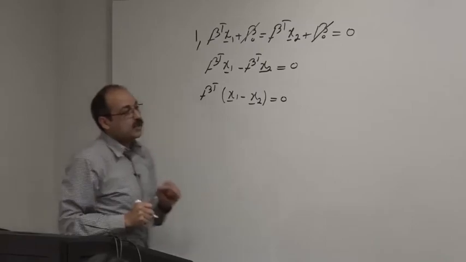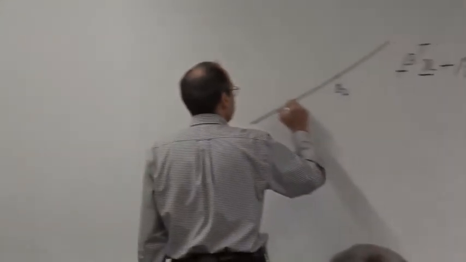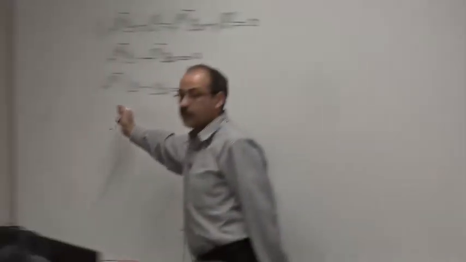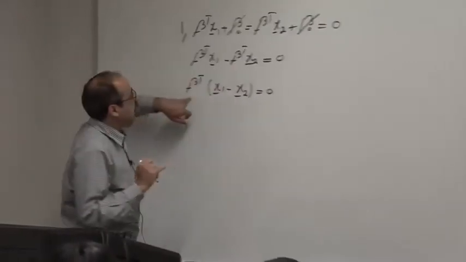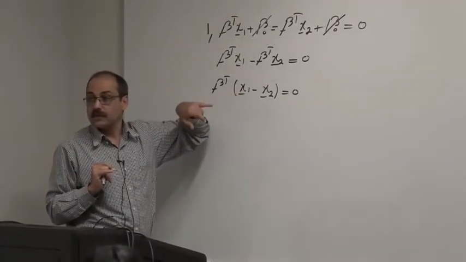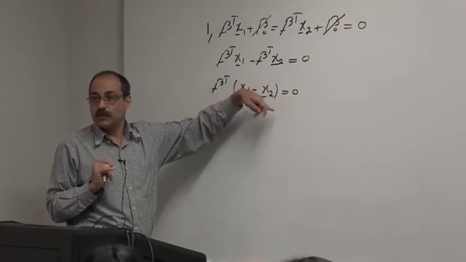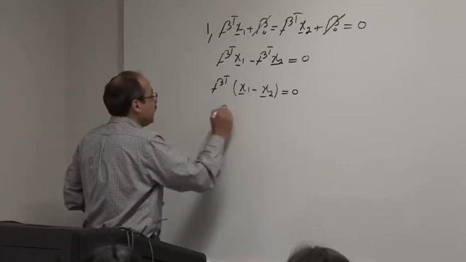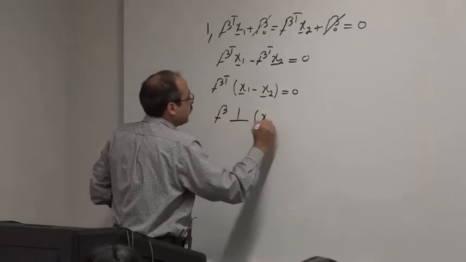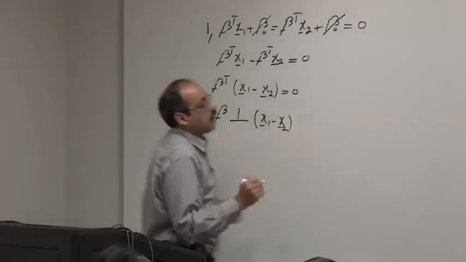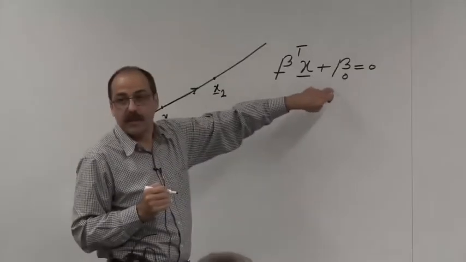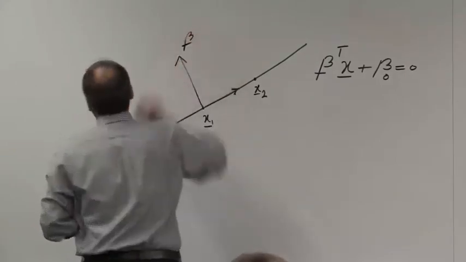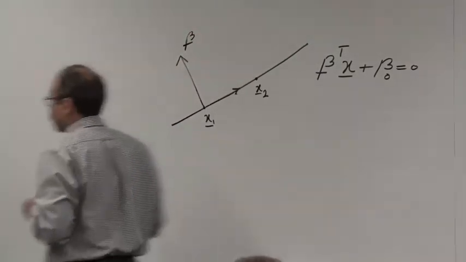So x1 minus x2 is a vector, and beta also is a vector. And now I tell you that the dot product of 2 vectors is equal to 0. So what do you conclude out of this? It means that these 2 vectors are orthogonal, right? It means that beta is orthogonal to x1 minus x2. So if you have the equation of a hyperplane, beta is orthogonal to the hyperplane. That's the first property.